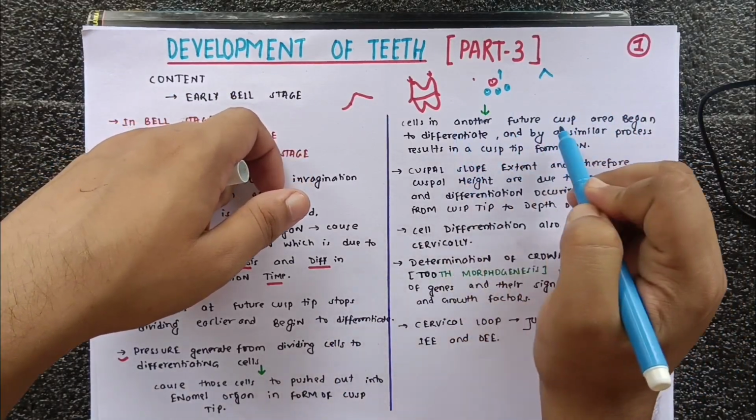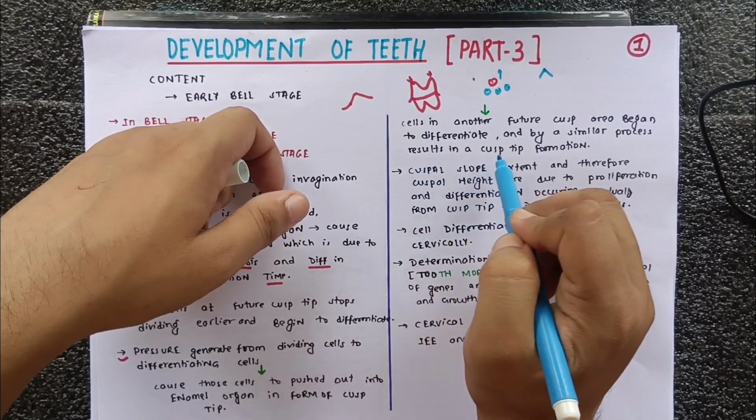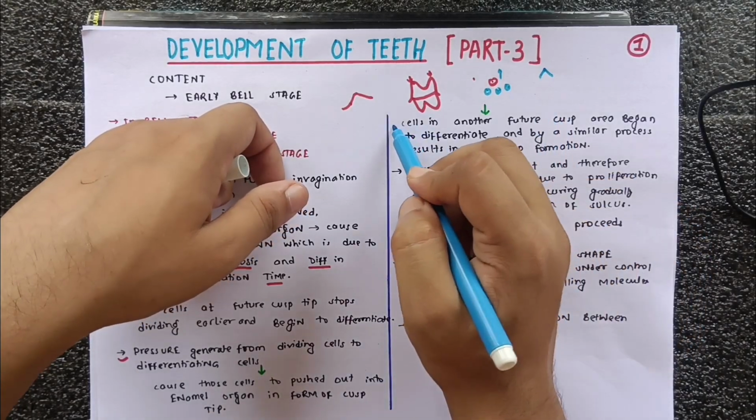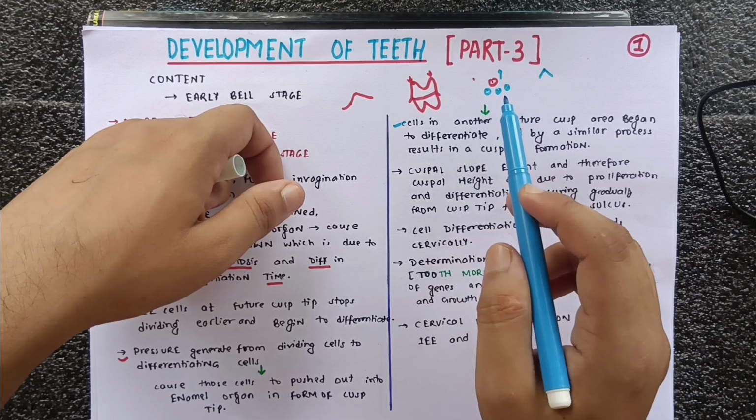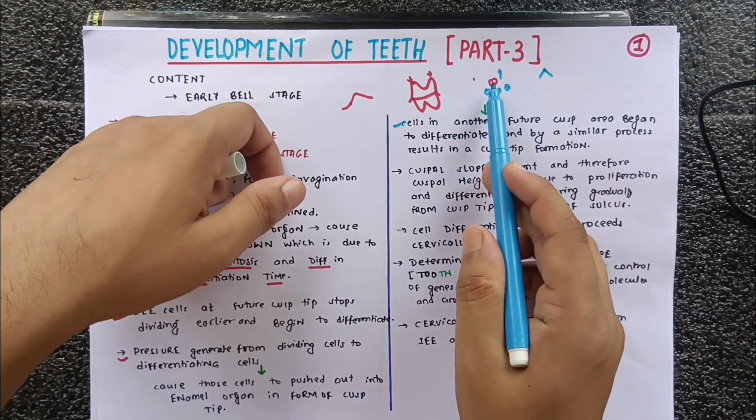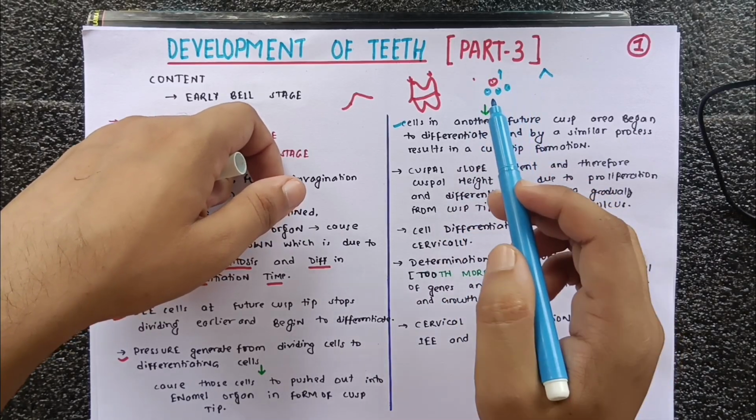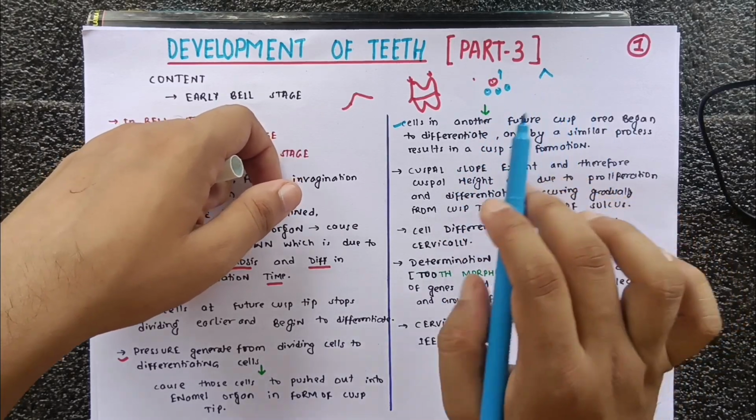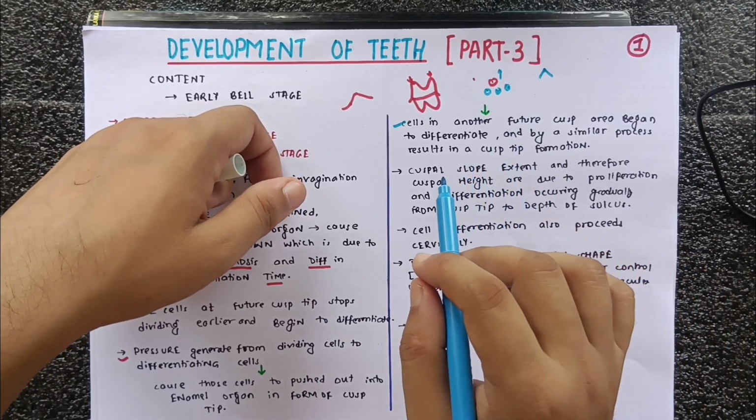Similarly, another cusp is also formed in a similar pattern, and a similar process results in the cusp tip formation. The same thing I have written here. Just think, the pressures are generated by the proliferating cells, and those proliferating cells push the differentiating cells towards the cuspal end, and that pressure causes the cusp formation. Just take this concept in such a manner.